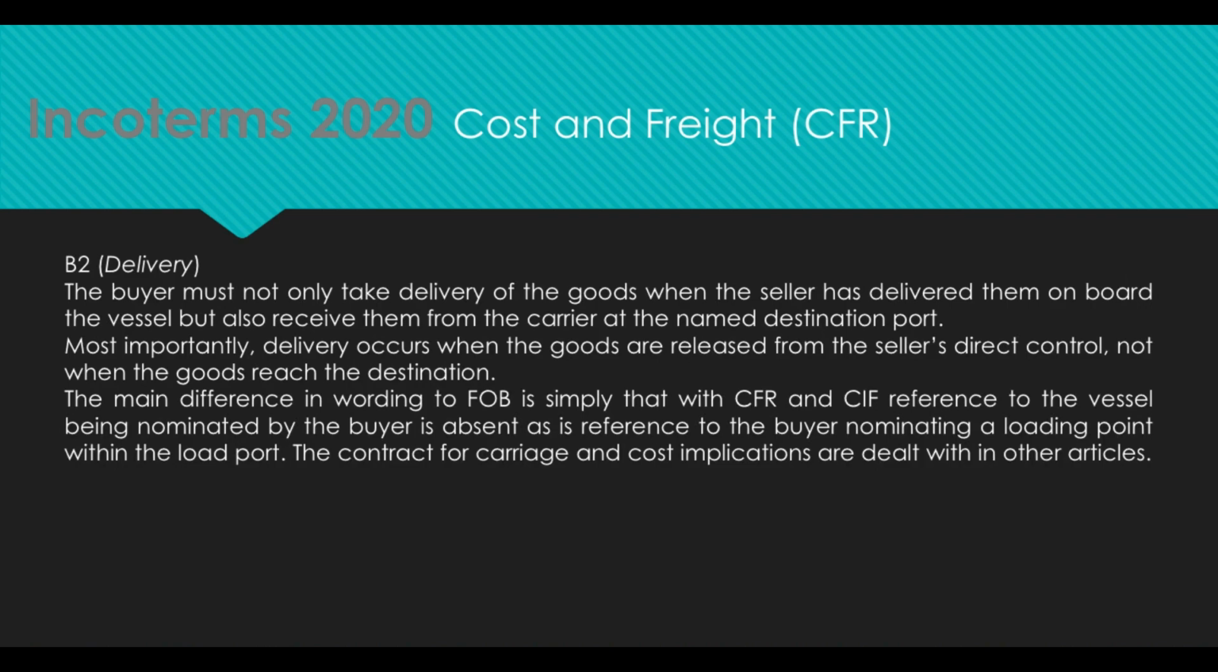B2. Delivery. The buyer must not only take the delivery of the goods when the seller has delivered them on board the vessel, but also receive them from the carrier at the named destination port. Most importantly, delivery occurs when the goods are released from the seller's direct control, not when the goods reach the destination. The main difference in wording to FOB, with CFR and CIF, reference to the vessel being nominated by the buyer is absent, as is reference to the buyer nominating a loading point within the load port. The contract for carriage and cost implications are dealt with in other articles.